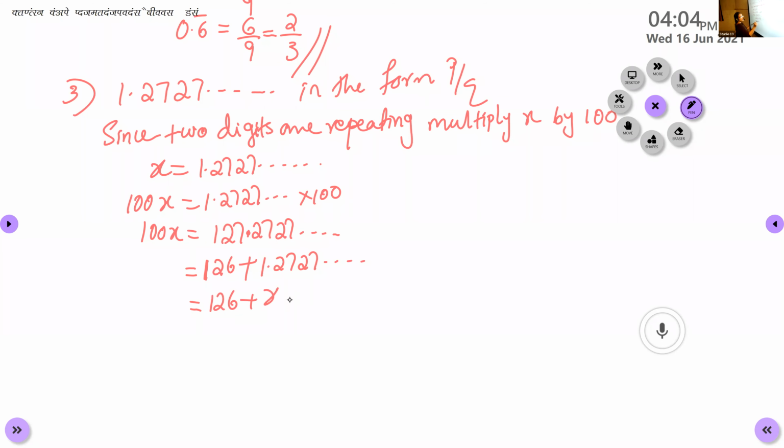this is our x. Here 100x. Take x to this side. 100x minus x, 99x.